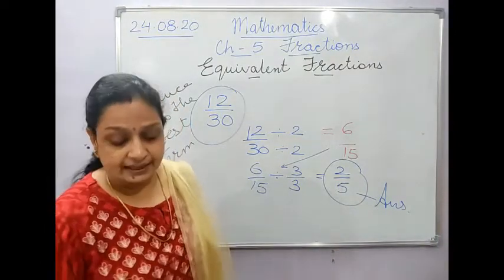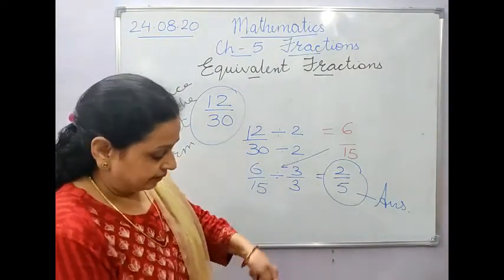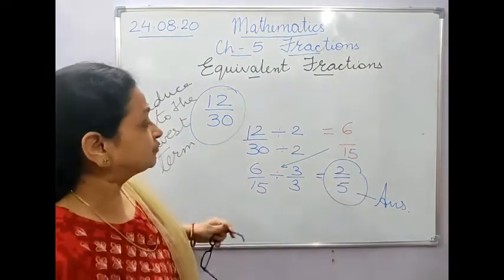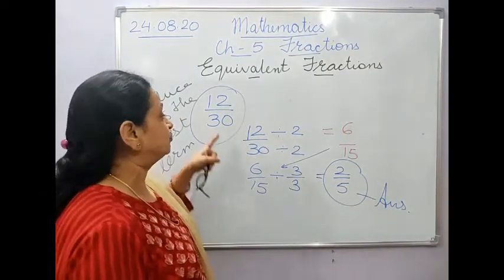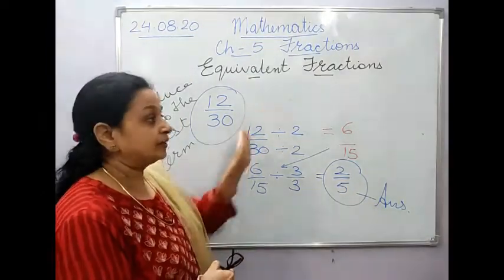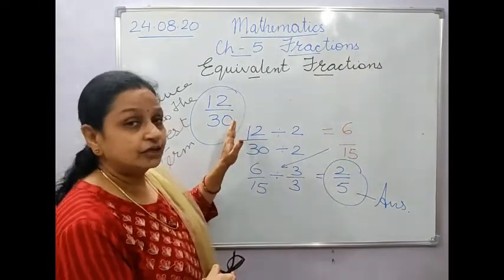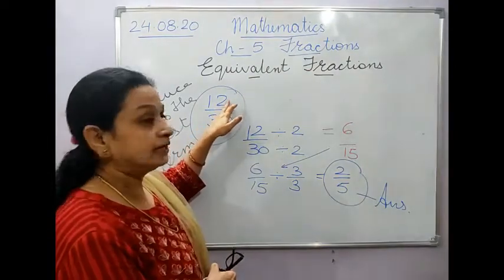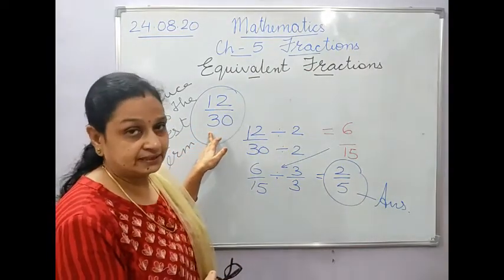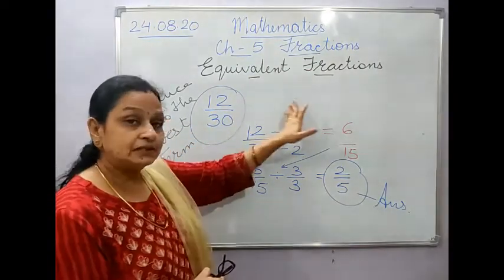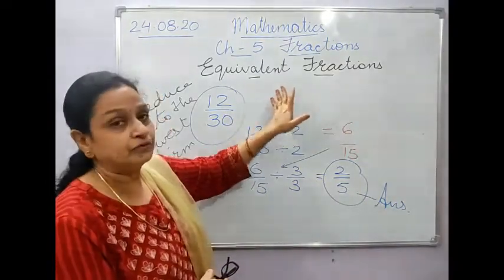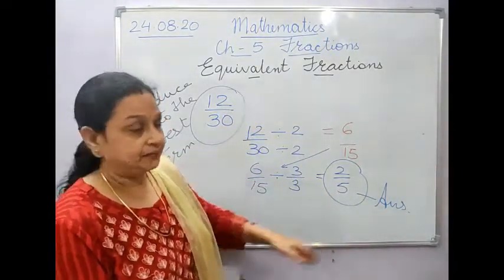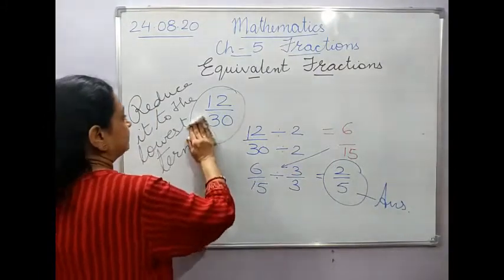I hope this is clear. I'll give another example also, then it will be clear. Otherwise what you can do, the other method is that you find out HCF for that. So it becomes a bit longer. Whatever HCF you get, you can divide both of them by the same HCF. But it becomes a long process, so instead of doing that, we are doing this. Okay, I'll take another example.